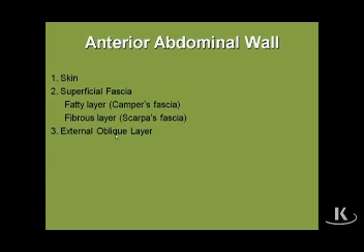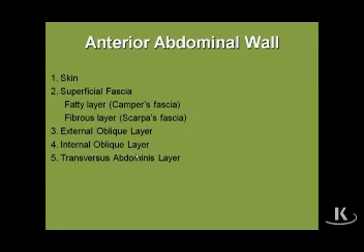It'll be the external oblique layer, the internal oblique layer, and the transversus abdominis layer that we're referring to here as layers 3, 4, and 5. Now, each one of those three layers has associated with it three separate components. And it's the same three components for each layer, so we can just talk about it for one of the layers, but it will apply to all three layers.